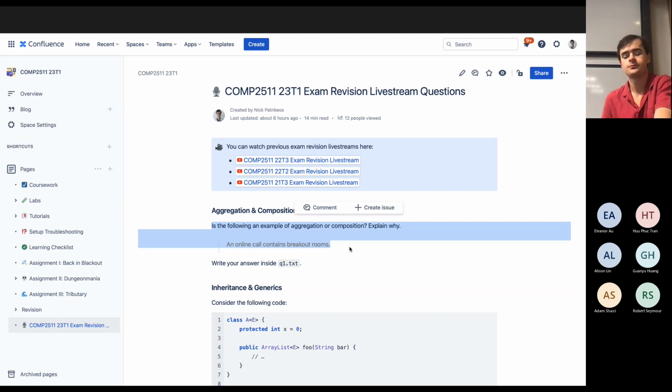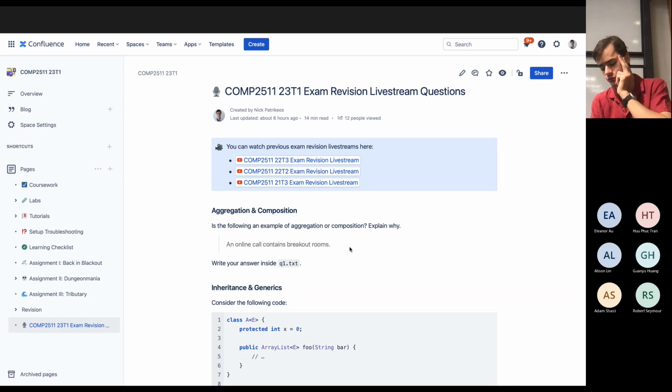So what we have here: an online call contains breakout rooms. Aggregation, what's that? Composition, what's that? Aggregation is when we have 2 entities which are related to one another, and removing one from the other doesn't necessarily cause the end of the other's existence. Let's say you have a car, and this is the classic example that we use. A car has an engine. If you take the engine out of the car, both the engine and the car will still exist fine, right? You won't have any problems there. You could take an engine out of a car and it will just sit physically outside the car.